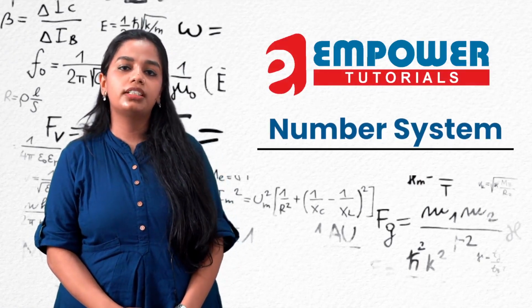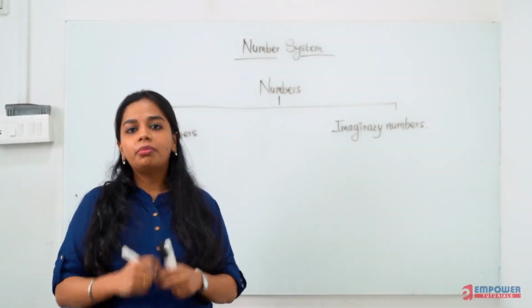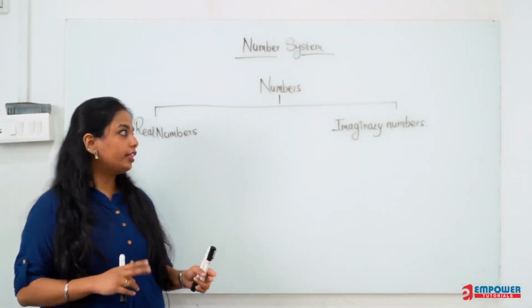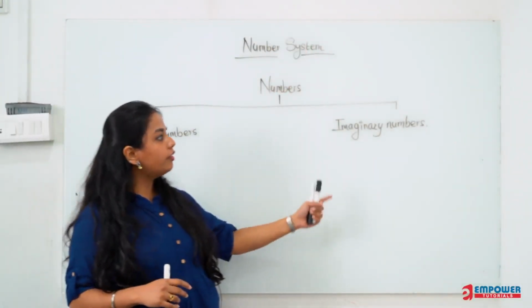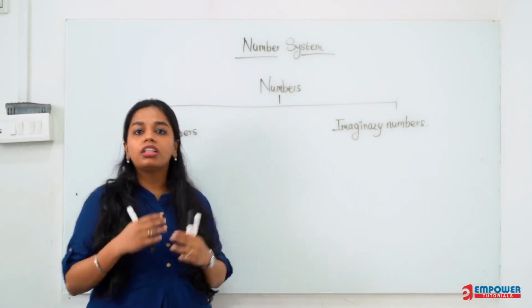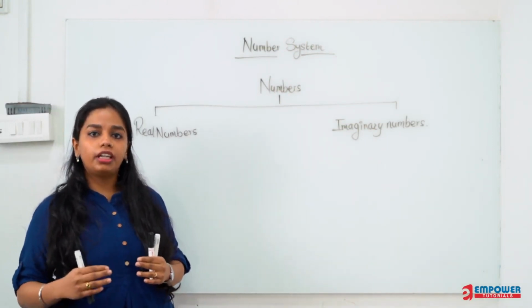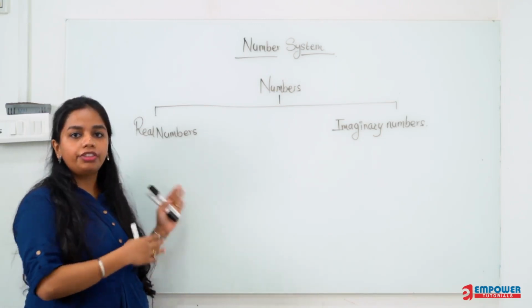Today we are going to discuss the number system. Numbers are categorized into two categories. One is real numbers and the other is imaginary numbers. The numbers that we use in our day-to-day lives come under the category of real numbers.